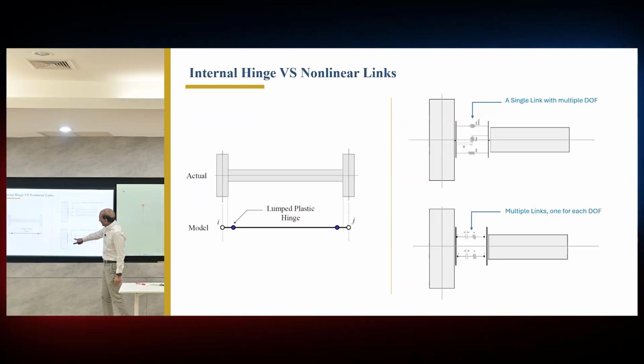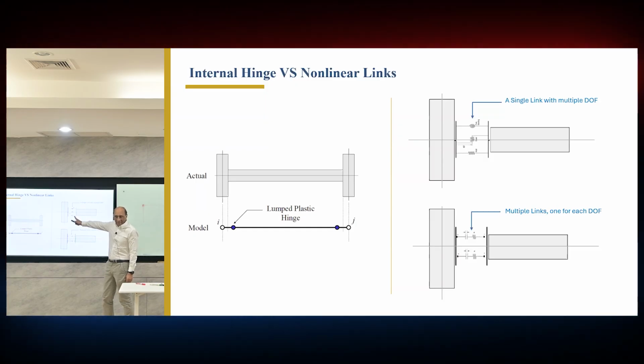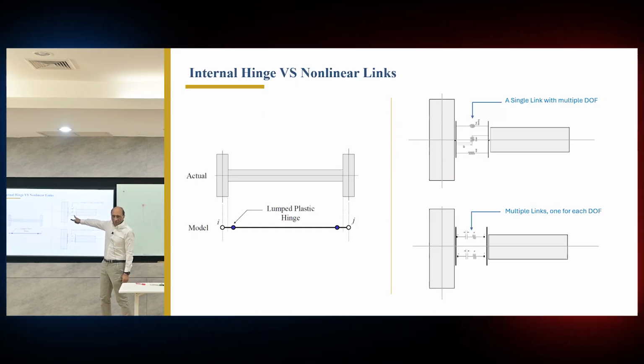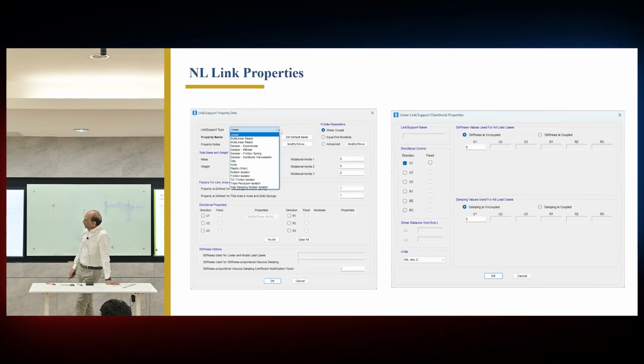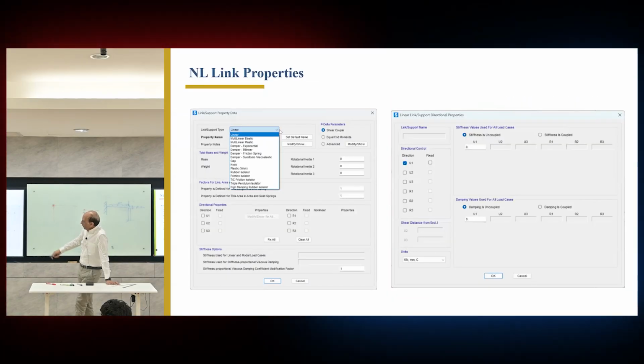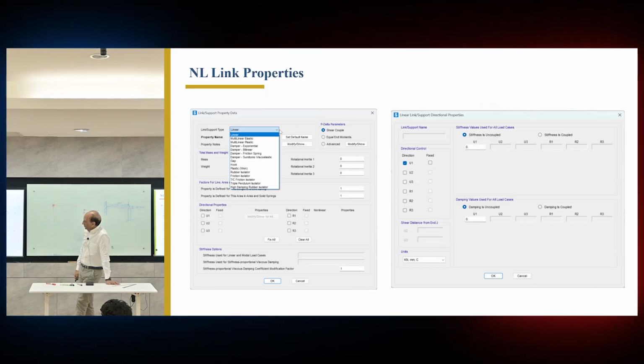So this is multiple links. This is one link with multiple degrees of freedom, two separate approaches. Like I said, one link with 6 degrees of freedom, then multiple links, each with different behavior. So this is the nonlinear link properties, some forms from there. A lot of data is needed once you do that.